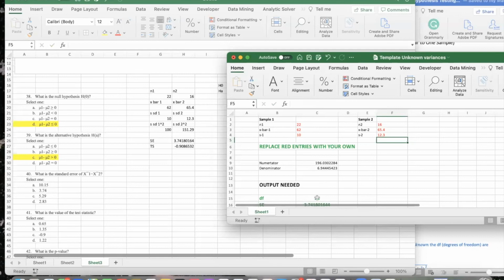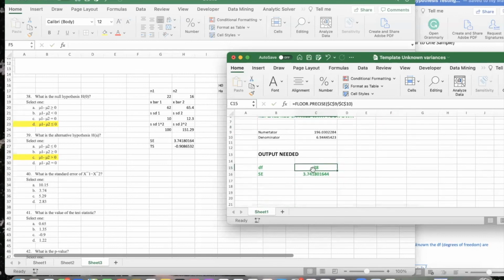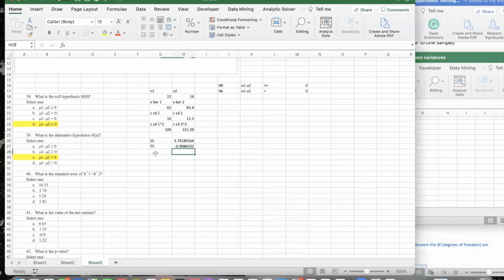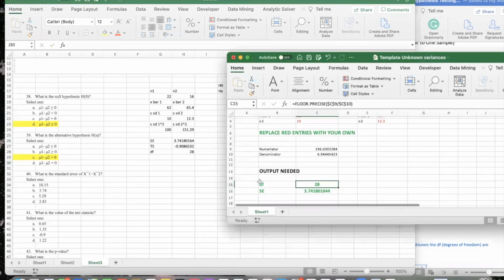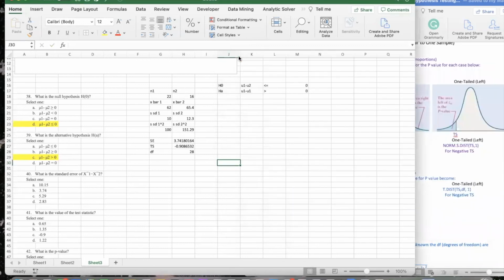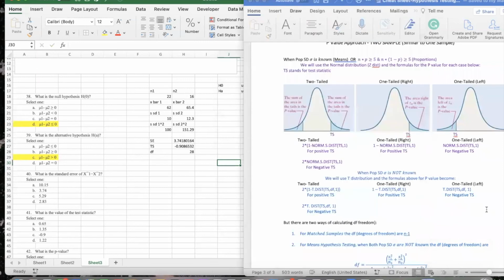And you see that this number changed. Our degrees of freedom is 28. So I'm going to put this right here. DF is 28. So I just want to note right now, say this one more time. Whenever you're doing a 2-sample hypothesis test and you have sample standard deviation, you have to use this template for unknown variances to get your degrees of freedom. Okay, well, we got our degrees of freedom. We can minimize this. And now we can solve the problem because we have the test statistic, we have our degrees of freedom.